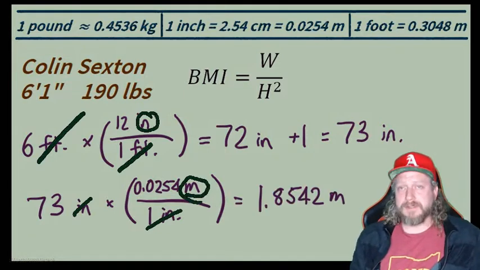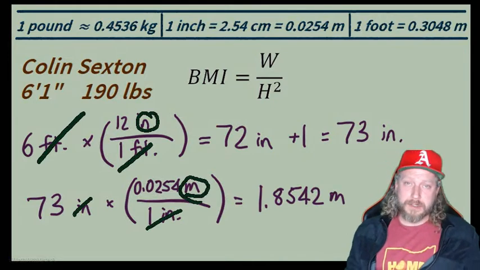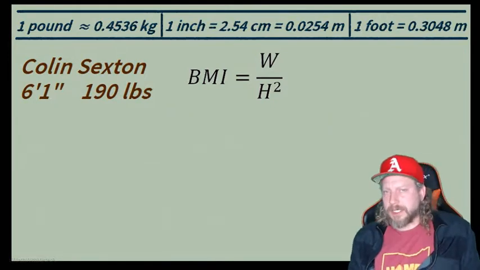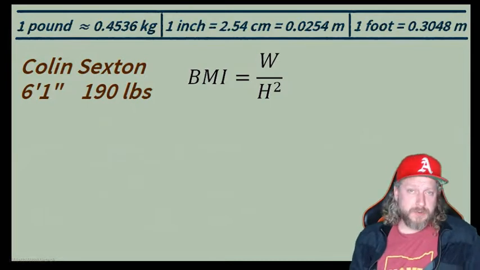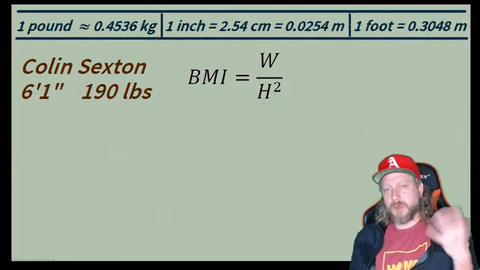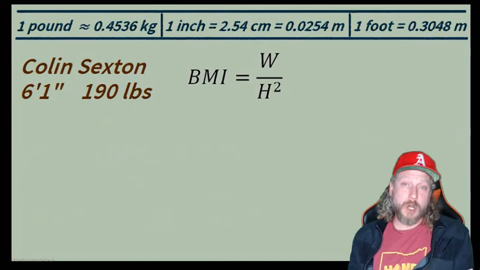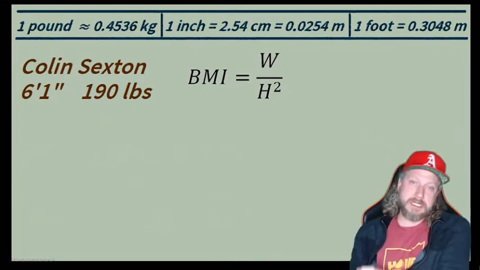And that multiplication gives us 1.8542 meters for Colin Sexton's height. Let's take a look at a second option that we have for converting the units for height. What we just did was we took the height and put it into inches only before converting inches into meters.